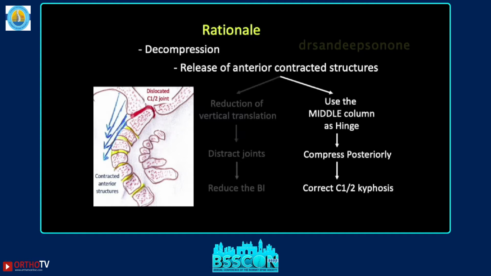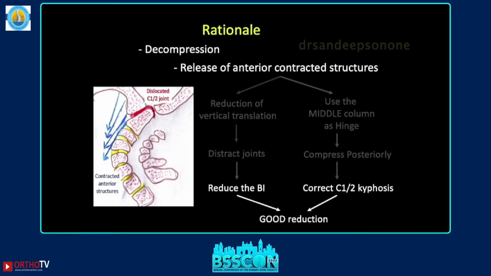We can also use the middle column as a hinge, which is the strong contracted ligaments, and using this as a hinge we can compress posteriorly and correct the C1-C2 joint kyphosis, which is very important. And both these things, that is reduction of the basilar invagination and correction of the C1-C2 kyphosis, give a very good reduction and align the C1-C2 joint complex, which is good for the spinal cord.